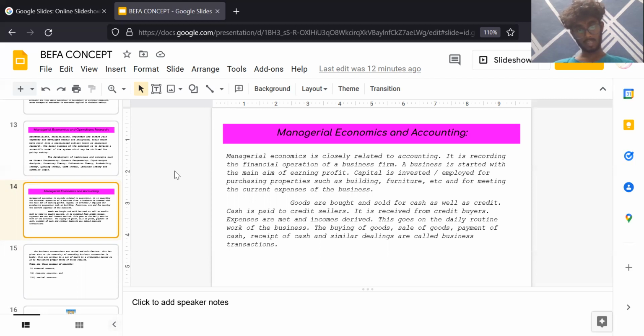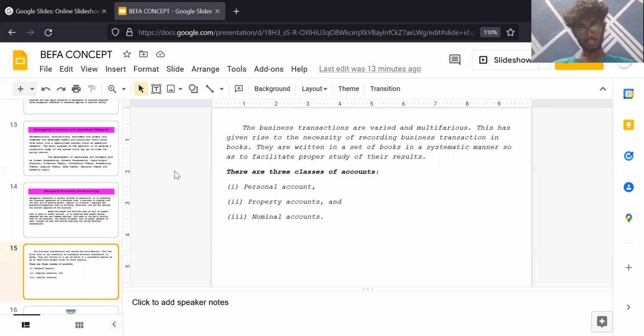Receipt of cash and similar dealings are called business transactions. The business transactions are varied and multifarious. This has given rise to the necessity of recording business transactions in books. They are written in a set of books in a systematic manner so as to facilitate proper study of their result. There are three classes of accounts: personal accounts, property accounts, and nominal accounts.